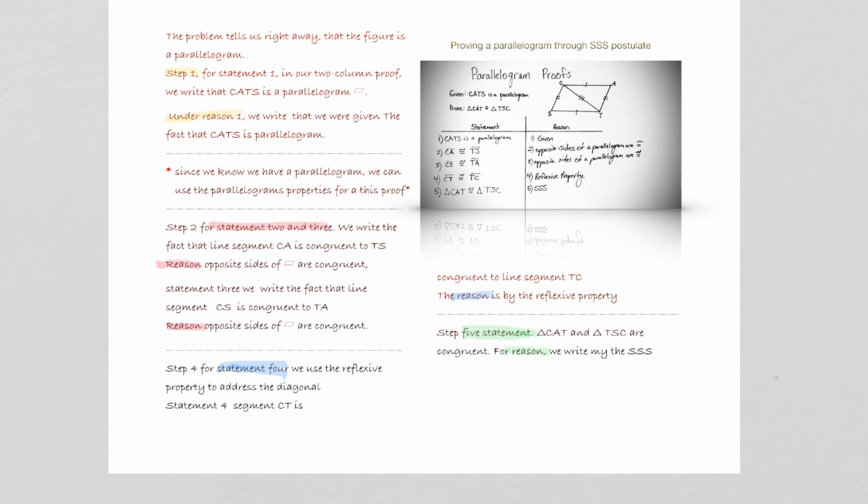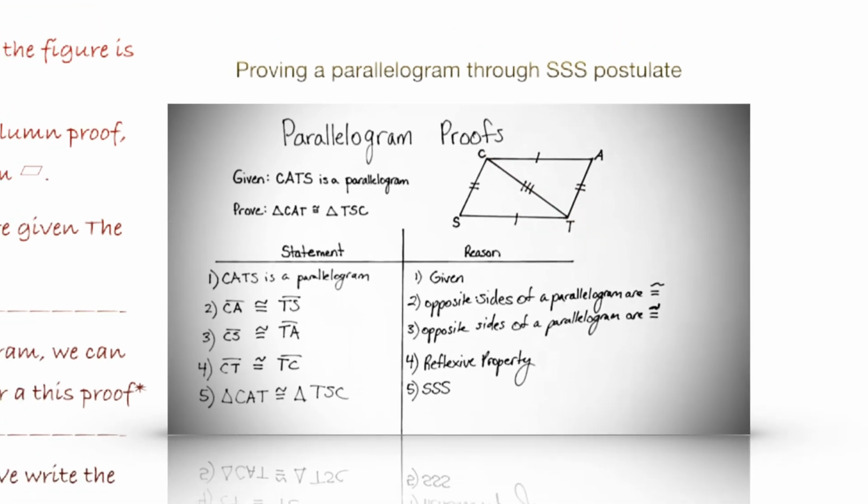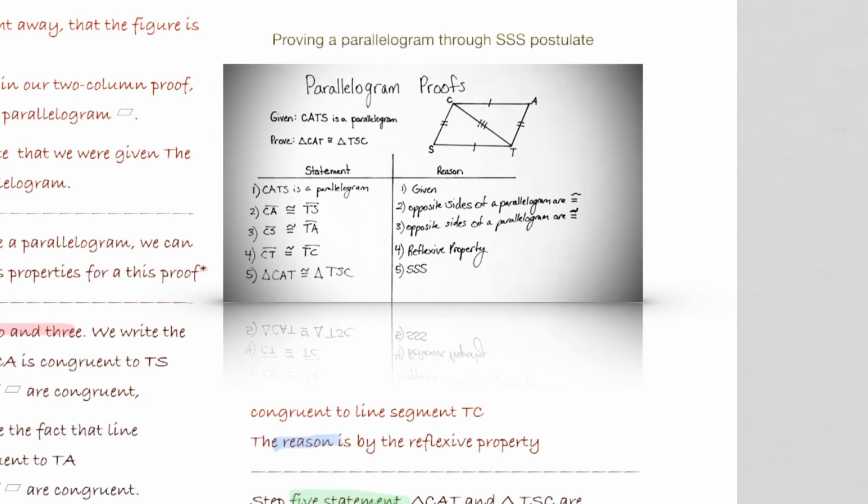Finally, if we look up here, we see that because we have this diagonal here, these are two congruent triangles. And by looking at it, we have a side here that we know, a side here that we know, and also this side that we share. And the reason is by the SSS property.